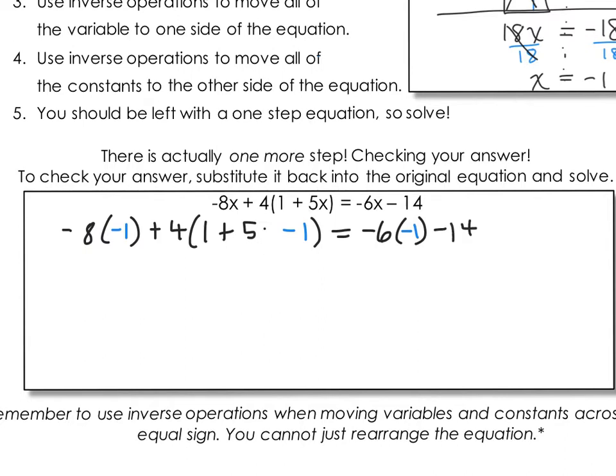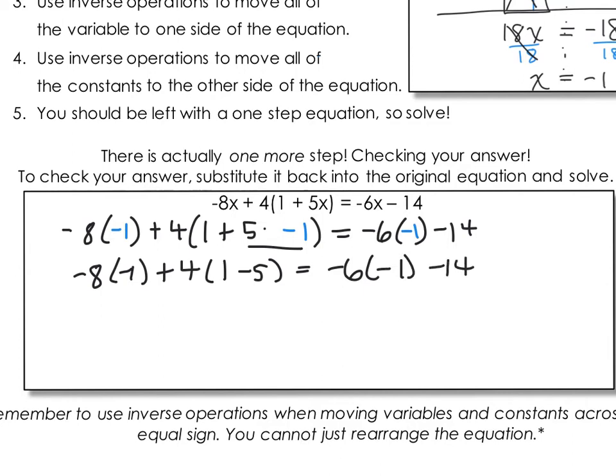So in order of operations, I'll do the parentheses first, and then inside the parentheses, I need to multiply before I add. So I'm just going to copy the rest of the problem. 5 times -1 is -5. -6 times -1 minus 14. Now I still have a set of parentheses. 1 minus 5 is -4. So I'm just going to copy the rest of the problem.